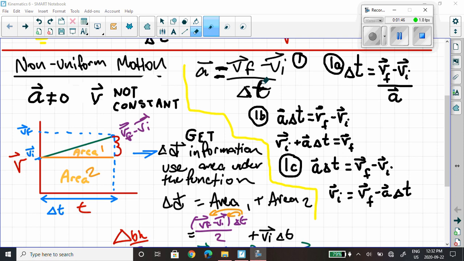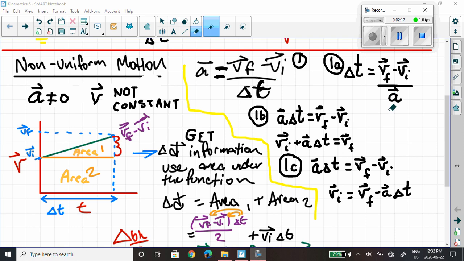Now you can rearrange this equation, which I'm calling equation 1 here. If you swap the position of time and acceleration, so basically you're multiplying each side by time and then dividing each side by acceleration, you can rewrite this equation like this. Time is equal to final velocity minus initial velocity, all divided by acceleration. It's the same equation, just algebraically rearranged.